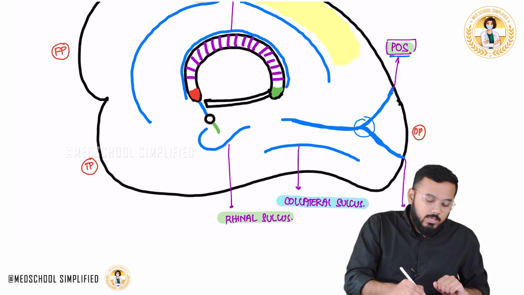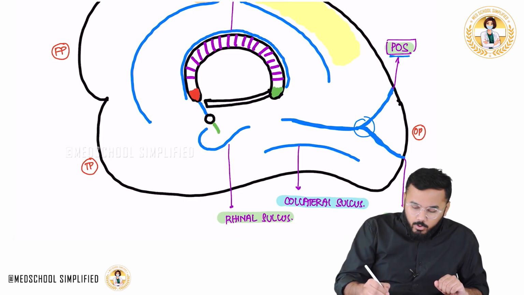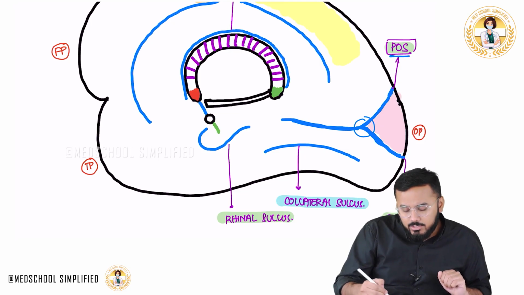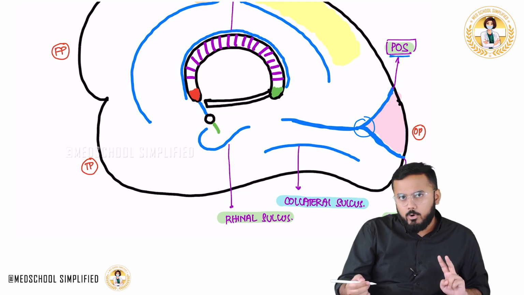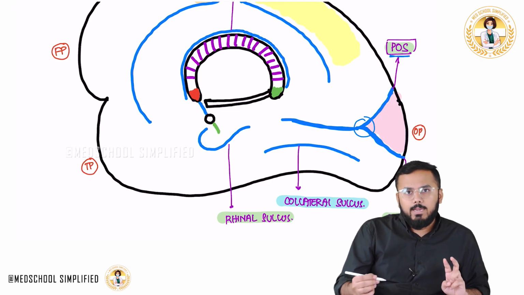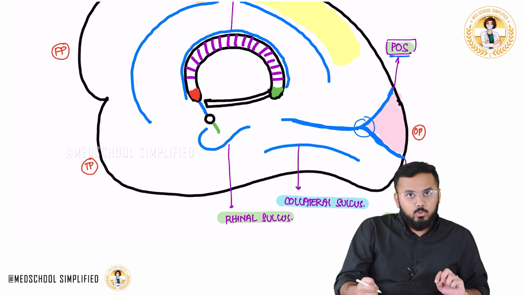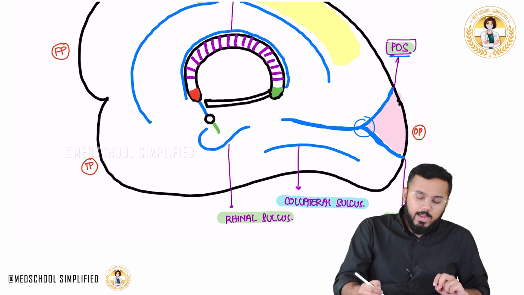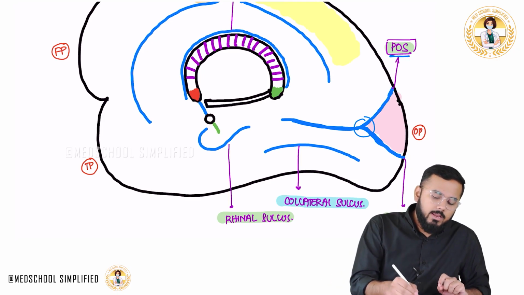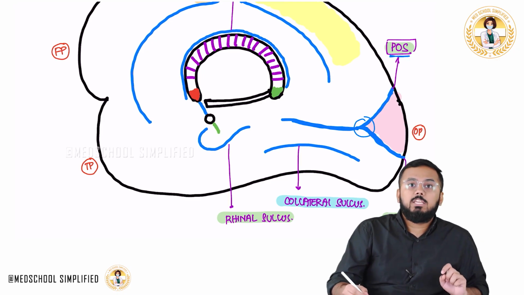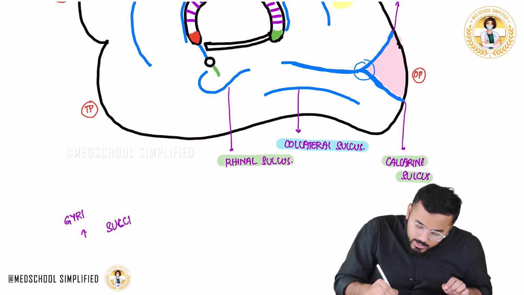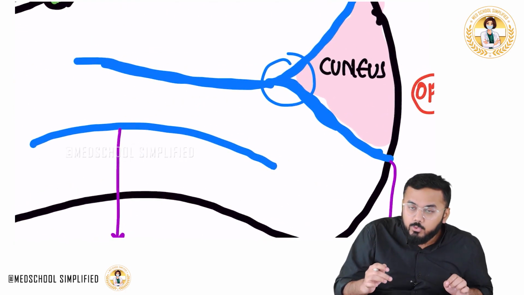Now here, can you figure out one very important gyrus which is in the form of a triangle? You see a triangular shaped gyrus, and it is present between two important structures. What are they? One is the parieto-occipital sulcus, and the other is the calcarine sulcus. In between those two, on the occipital region, you have a triangular shaped gyrus called the cuneus.